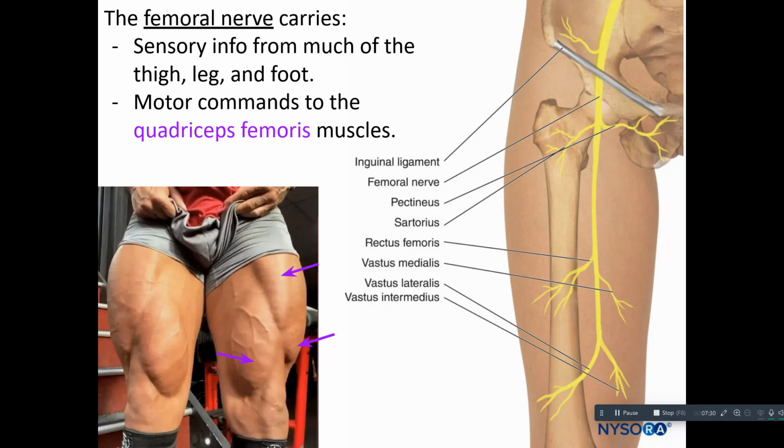Now, the femoral nerve is going to give me a lot of sensory information from my thigh, my leg, and my foot. It is a big nerve, and it's also going to send commands to this big anterior set of muscles in the thigh. This is called the quadriceps femoris, this big anterior set of muscles.